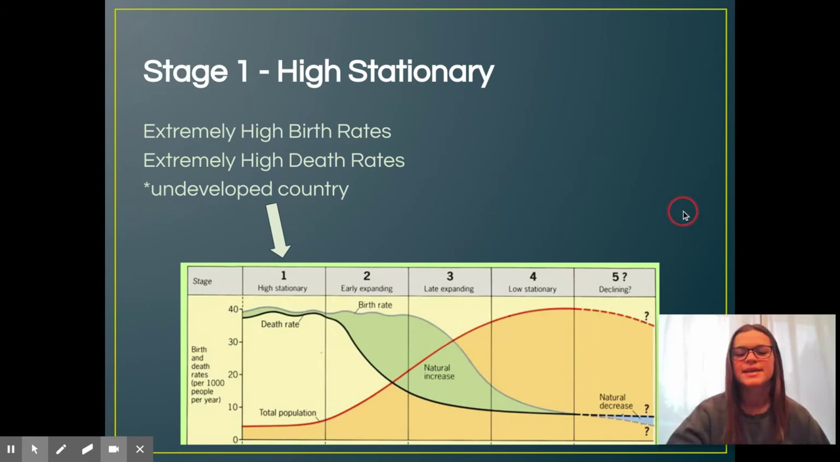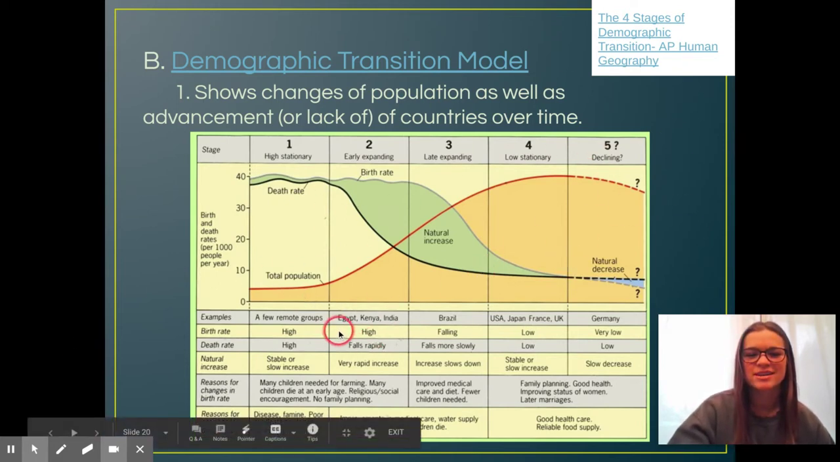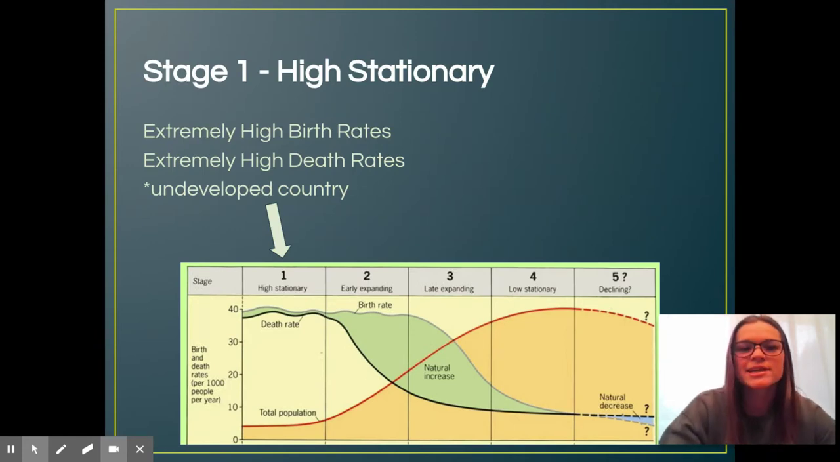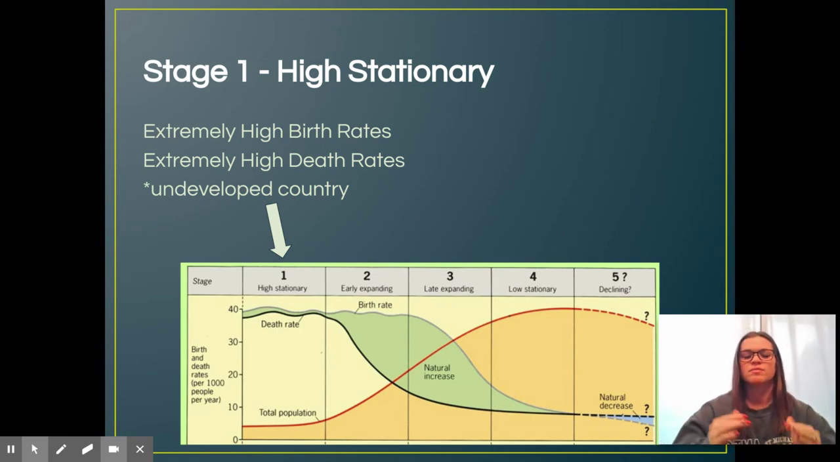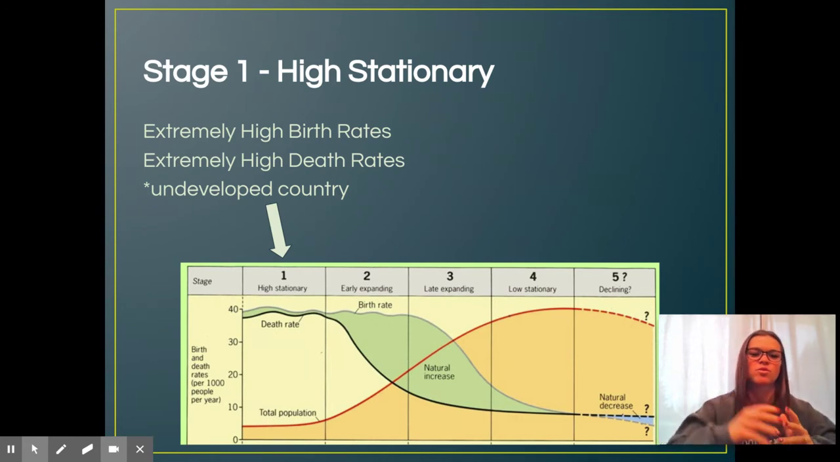So, stage 1, like we said, we were going to break down the 5 stages. This chart here does a really nice job providing examples and letting you know the birth, death rate, and natural increase. Okay, so if you ever feel stuck, come back to this main chart here. So stage 1. Stage 1 has extremely high birth rates, extremely high death rates. Okay, meaning that their population is just staying the same. Their population isn't growing or declining.